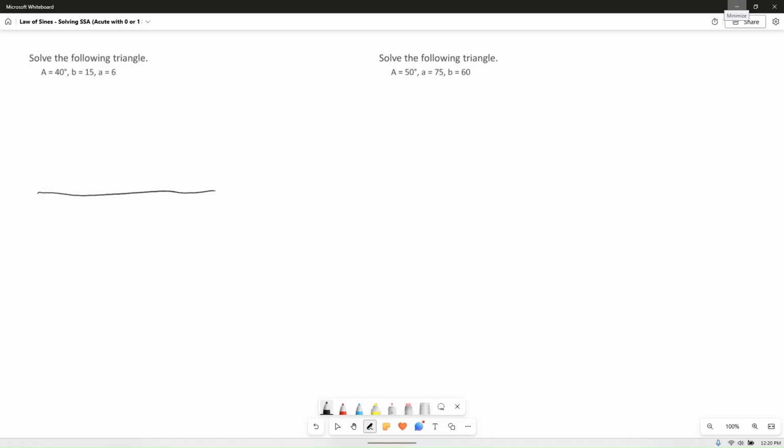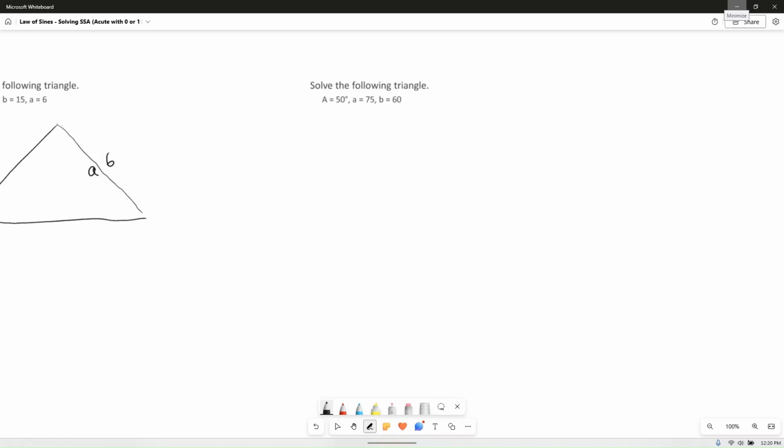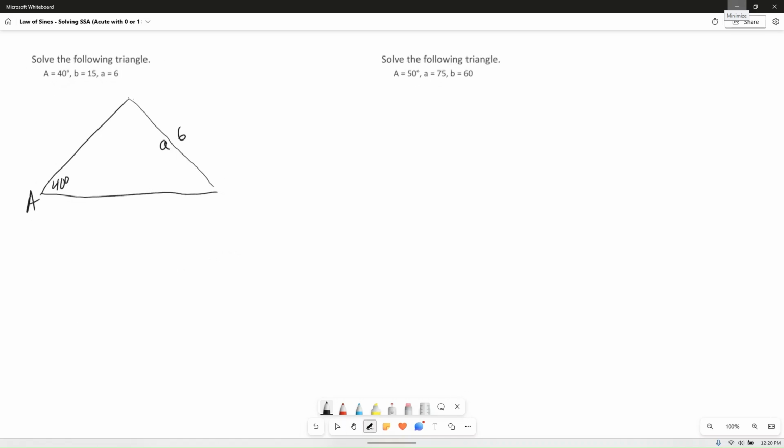Again, my typical triangle is horizontal bottom side, and then two slanted sides going upwards to meet up in the middle. I'll usually put the known angle in the bottom left corner. So in this case, we're given angle A, and then we know that's 40 degrees. The side opposite angle A is side A, and I know that has a length of 6. And then I know that the side B is 15.